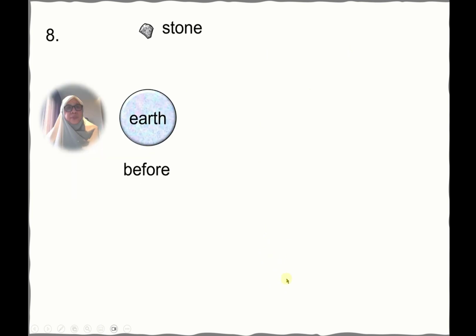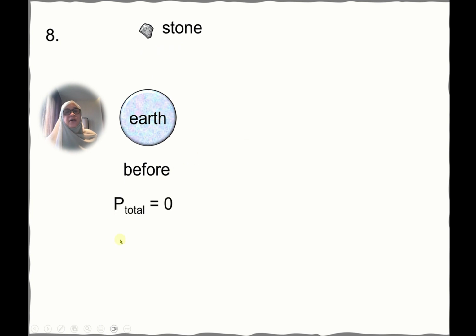Next we go to question 8, the stone and earth system. The stone and earth system, this is before. You can refer to the question given in tutorial 6. When a stone is dropped to the earth's surface, the earth is actually very big in size, but just to get the idea of what happened, I draw a small earth here. So the stone is dropped to the ground, on the earth.